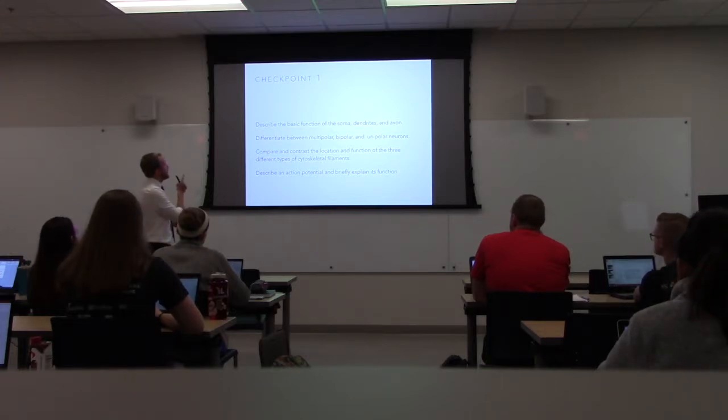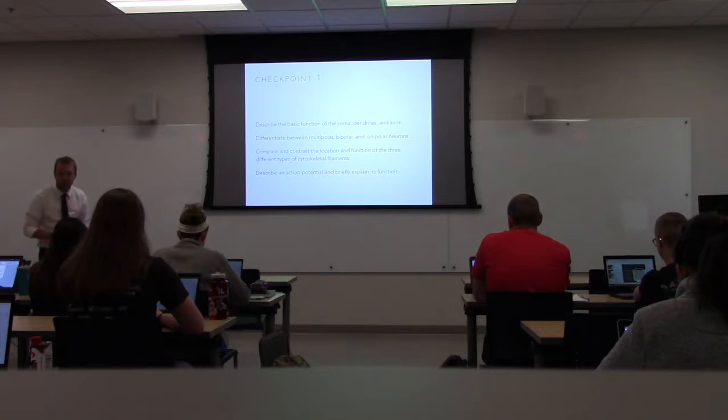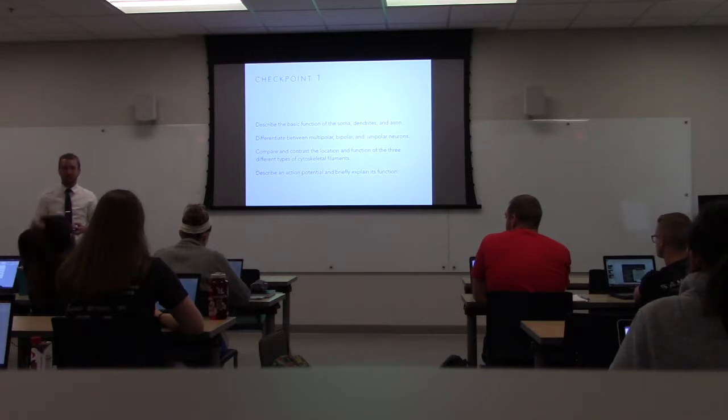Speaking of dendrites, multipolar, bipolar, and unipolar. Multipolar have one axon and multiple primary dendrites. Bipolar, one axon and one dendrite, and then unipolar is a single process that acts as both axon and dendrite. Fantastic.